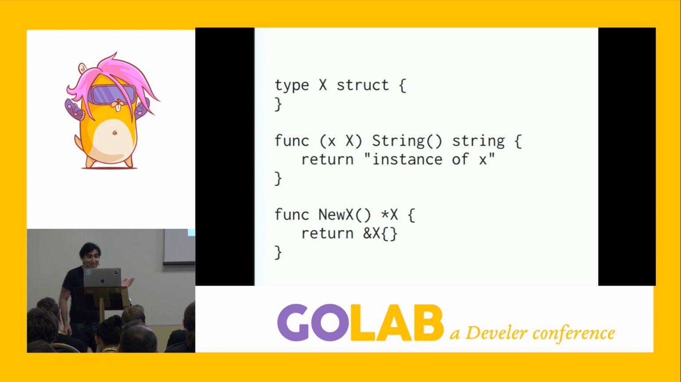Pretty straightforward. We have a type X. It doesn't have any fields. All X's are the same. Great for comparing. It's going to be easy. We have a String method. It's just going to print "instance of X" because they don't have any fields and they're all the same. And NewX will return a new X.